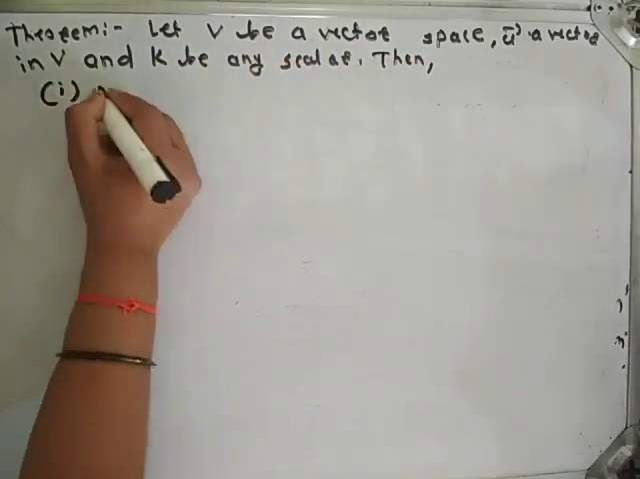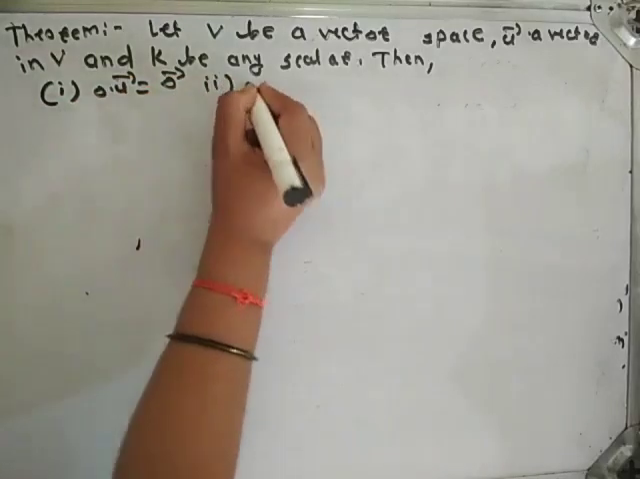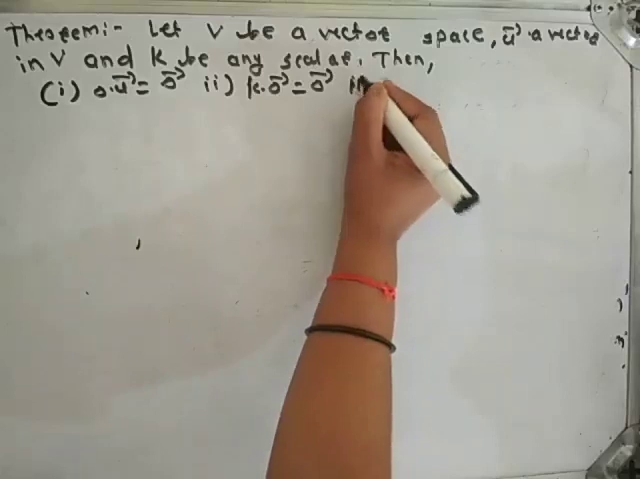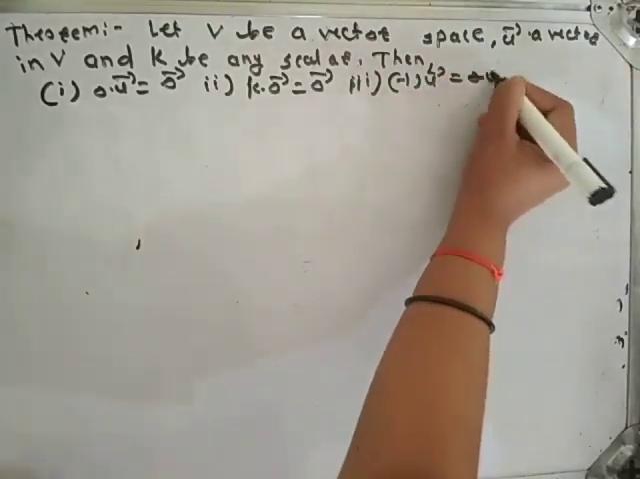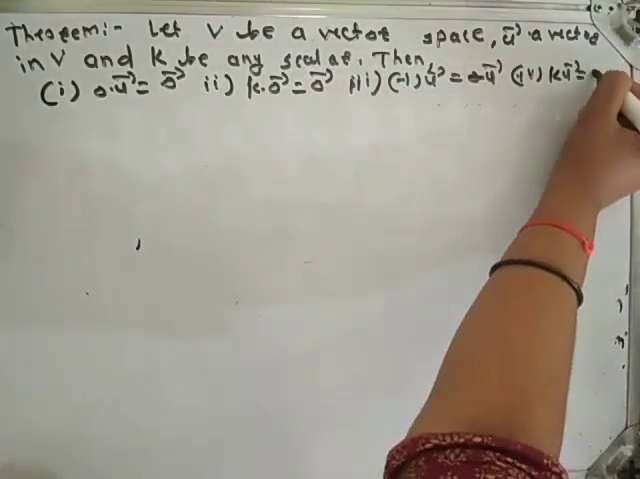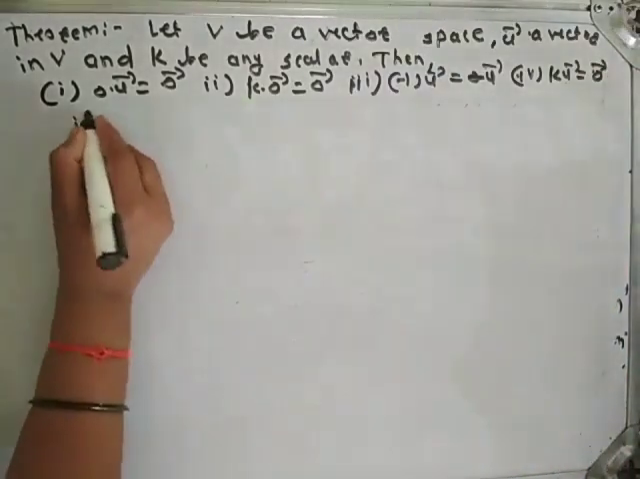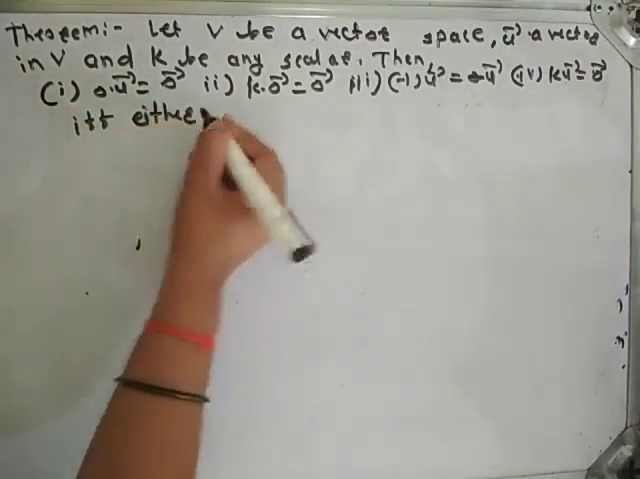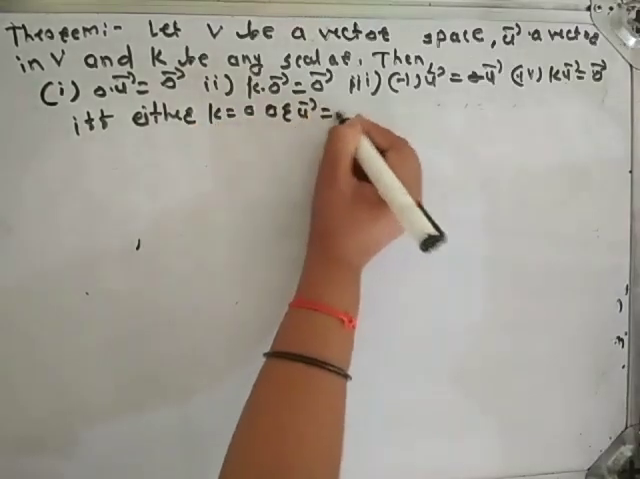First, 0 into u bar is equal to 0 bar. Second, k into 0 bar is equal to 0 bar. Third, minus 1 into u bar is equal to minus u bar. And the fourth one is k into u bar is equal to 0 bar if and only if either k is equal to 0 or u bar is equal to 0 bar.